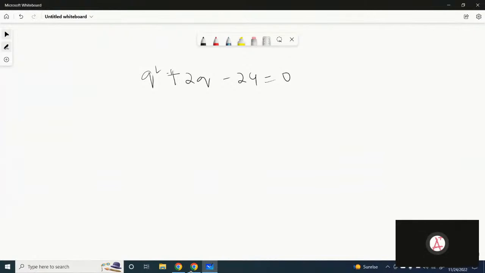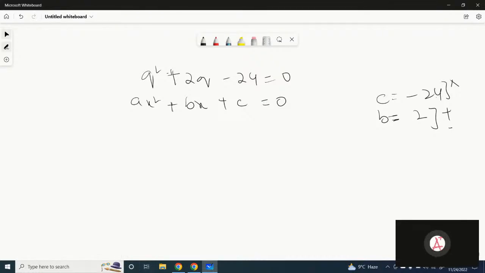You have to equate this equation with ax square plus bx plus c equals 0. Got it? Here the value of c is negative 24. So you have to find two numbers whose product is negative 24 and whose sum equals 2, since b equals 2. Got it? You have to find the pair of the numbers.